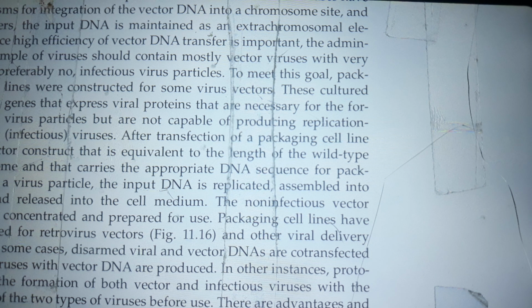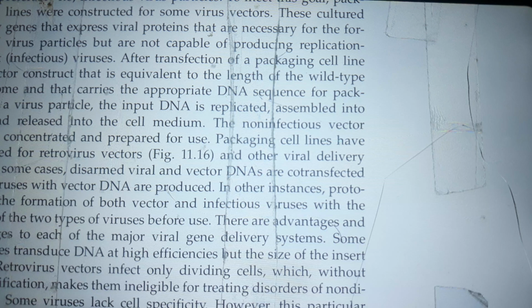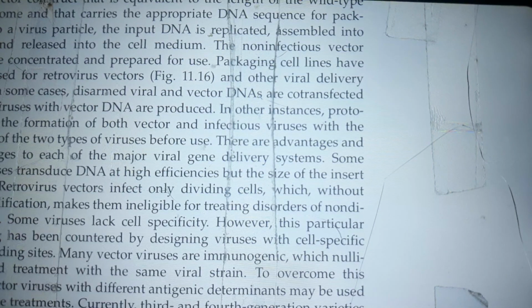To meet this goal, packaging cell lines were constructed for some virus vectors. Those cultured cells carry genes that express viral proteins that are necessary for the formation of virus particles, but are not capable of producing replication-competent infectious viruses. Transfection of a packaging cell line with a vector construct that is equivalent to the length of the wild-type virus genome and that carries the appropriate DNA sequence for packaging into a virus particle. The input DNA is replicated, assembled into viruses, and released into the cell medium. The non-infectious vector viruses are concentrated and prepared for use.